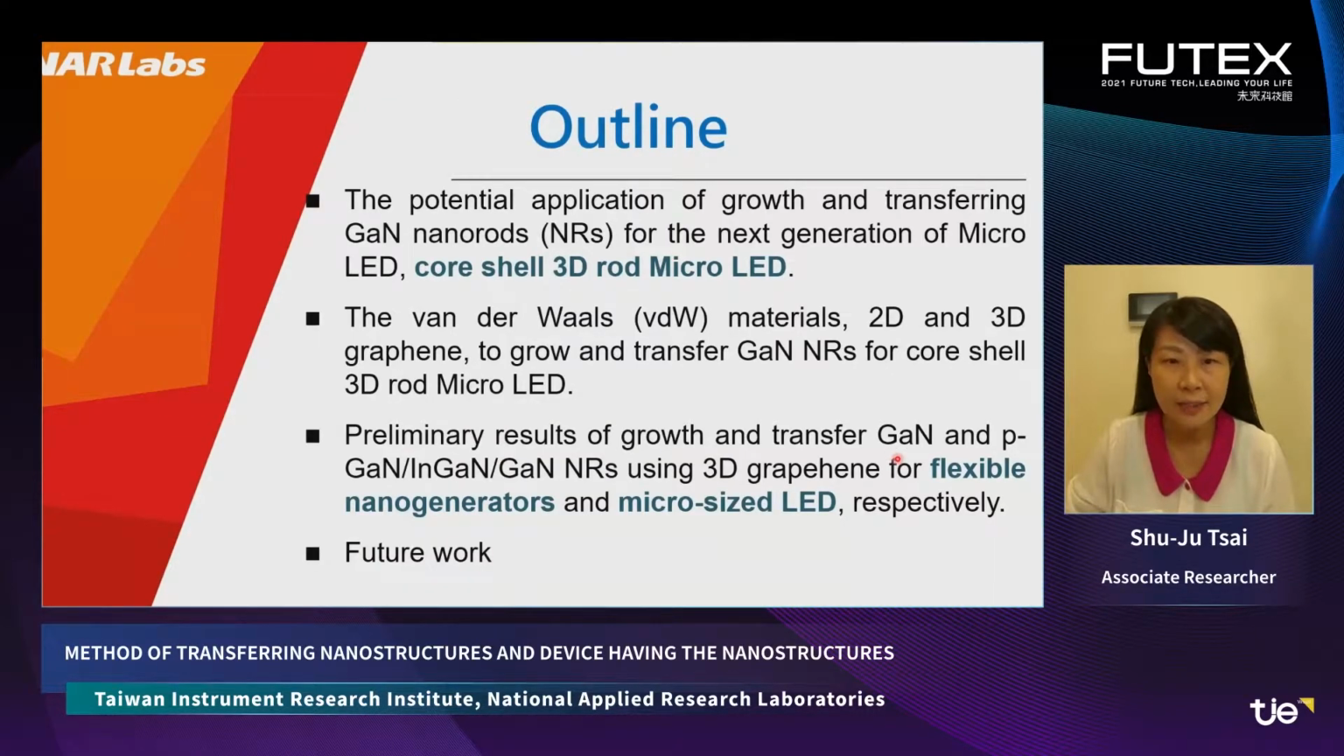Here is the outline. Firstly, I will introduce the potential application on growing and transferring gallium nitride nanorod for the next generation of micro LED, which is core-shell 3D rod micro LED. Secondly, I will introduce the van der Waals material, 2D and 3D graphene, to grow and transfer gallium nitride nanorods for core-shell 3D rod micro LED.